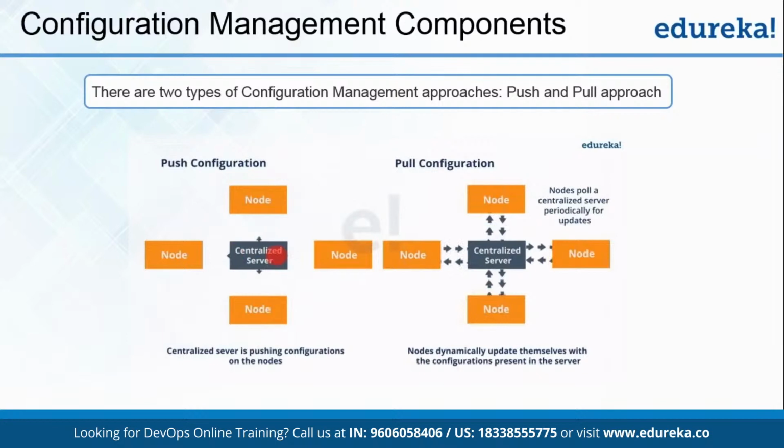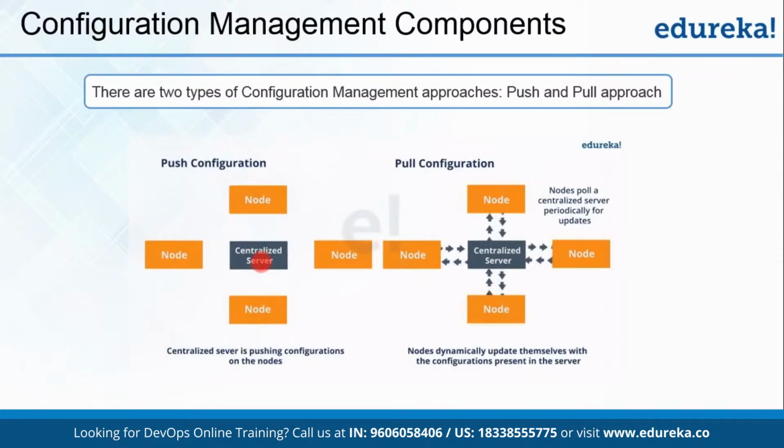There's one centralized server and it has all the configurations inside it. If you want to configure a certain number of nodes, say you want to configure 4 nodes as shown in the diagram, you push those configurations onto these nodes. There are certain commands that you need to execute on that central location, and with the help of that command, those configurations which are present will be pushed onto the nodes.